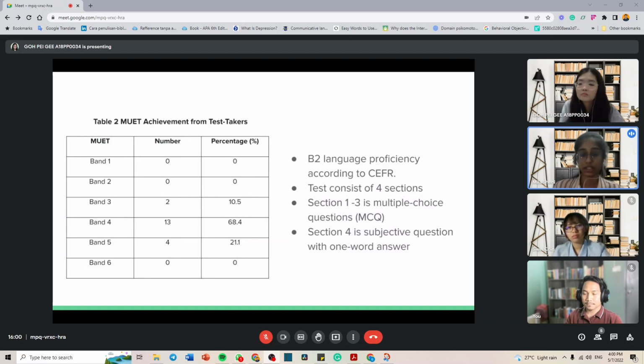And for our test takers, for the test that we have constructed, the test is according to the SPPL B2 language proficiency, and the test consists of 4 sections, where sections 1 to 3 are multiple choice questions, MCQ, and section 4 is a subjective question with only 1 word answer.